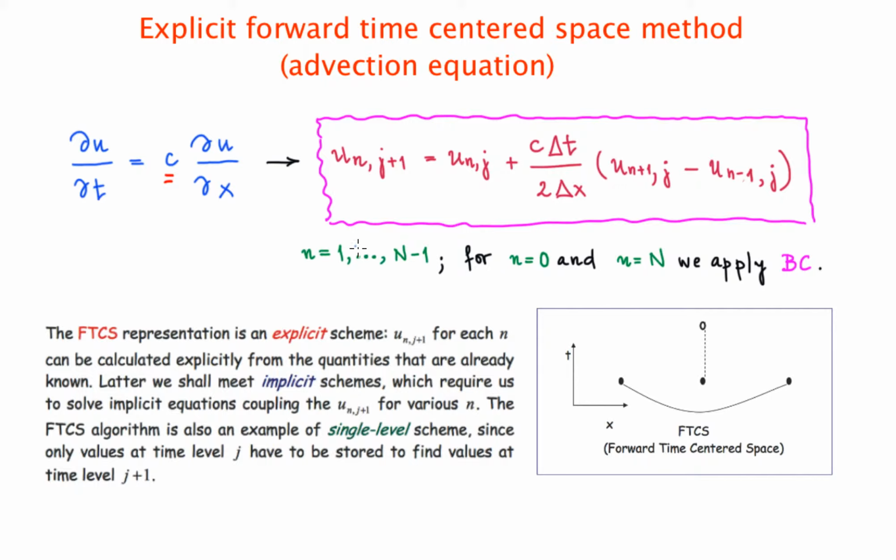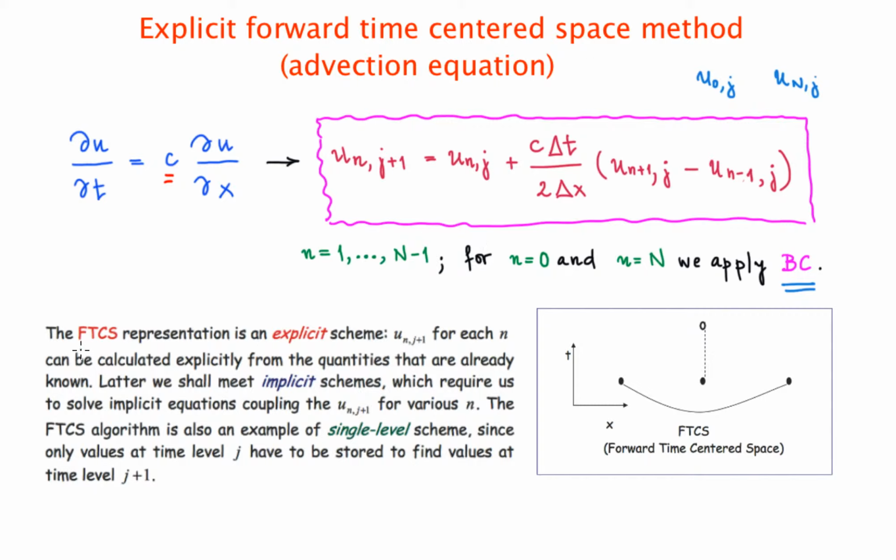The equations that we need in order to have the values of the u function at 0 and at capital N, which are actually the two boundaries, are the boundary conditions. So the boundary conditions are the extra conditions that are needed in order to have the values for u0 at any j and uN at any j, sorry.